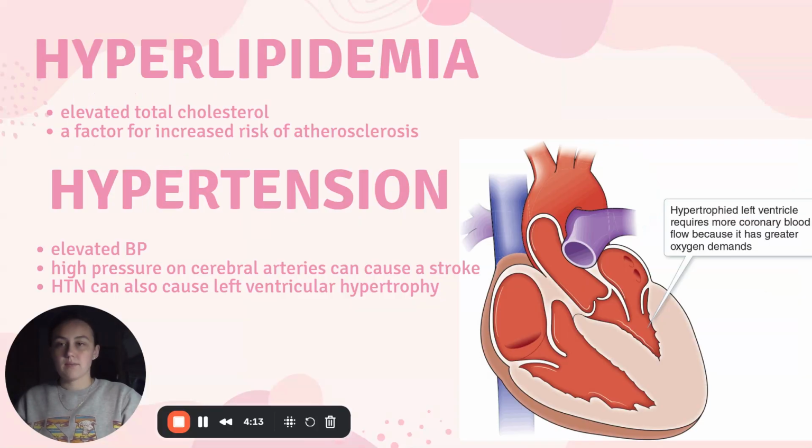So next, first two are hyperlipidemia and hypertension. So hyperlipidemia is elevated total cholesterol. It's your LDL, so your bad cholesterol. And it is just a factor for an increased risk of atherosclerosis. And then hypertension, elevated BP. That's something that's super common nowadays, and it's kind of a major problem in our society that lots of people have it, lots of people are struggling with it.